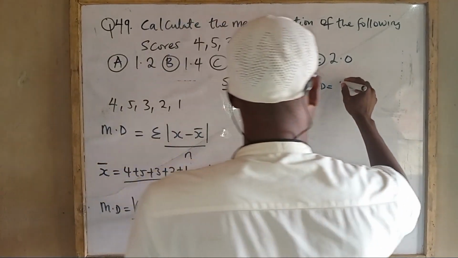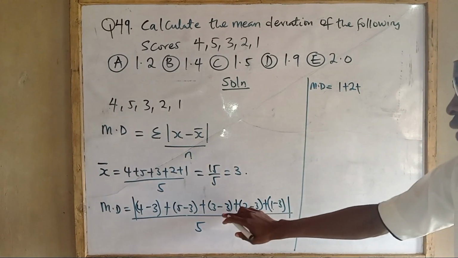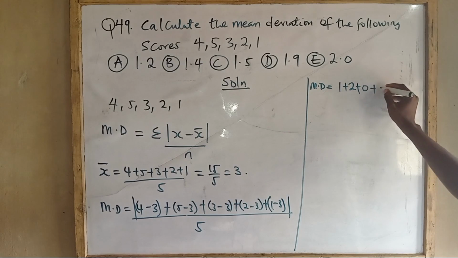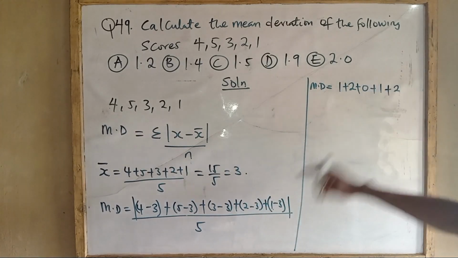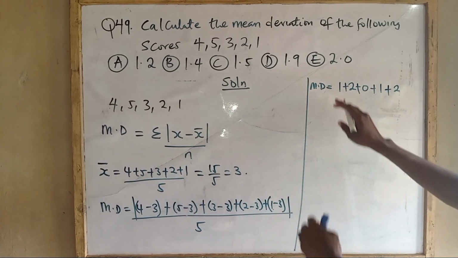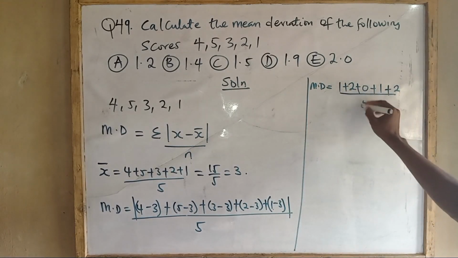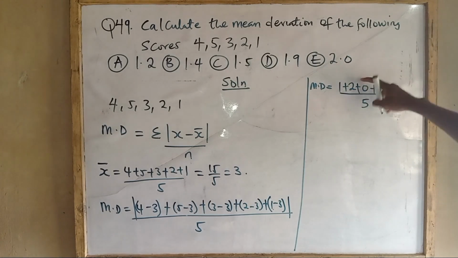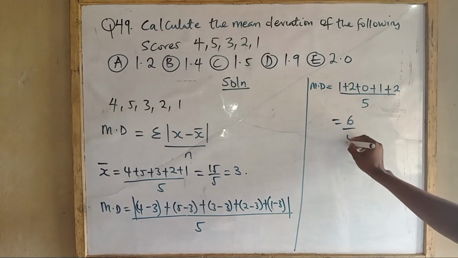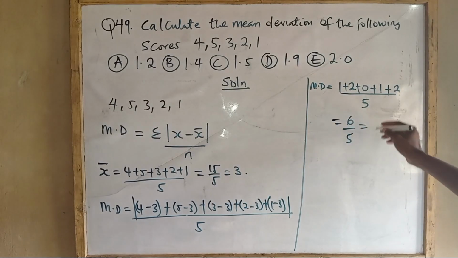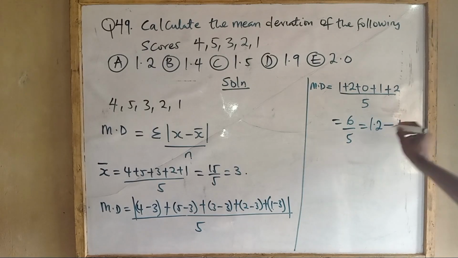This is going to give us 1 plus what? 2 plus what? 0 plus 1, because I told you they are absolute, plus what? 2. Though this is supposed to give you minus 1 and minus 2, because what you have in that bracket must be absolute, must be positive. So over what? 5. So 1 plus 2 is 3, plus 0 is 3, plus 1 is 4, plus 2 is 6. So we are left with 6 divided by 5, and 6 divided by 5 in the calculator should give us 1.2. So the answer is 1.2, which is option A.